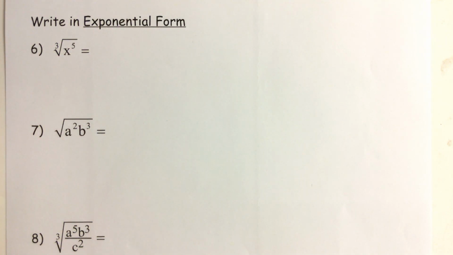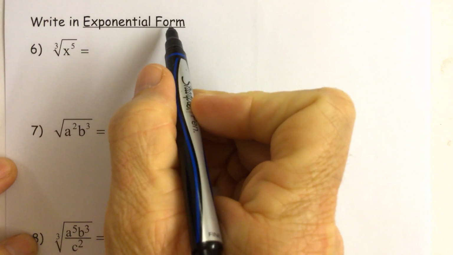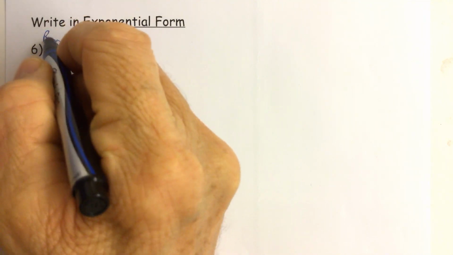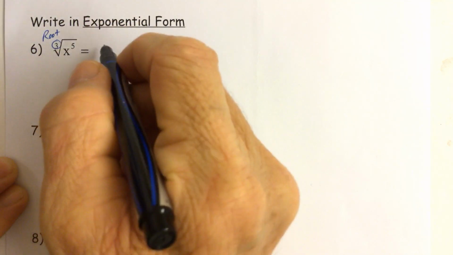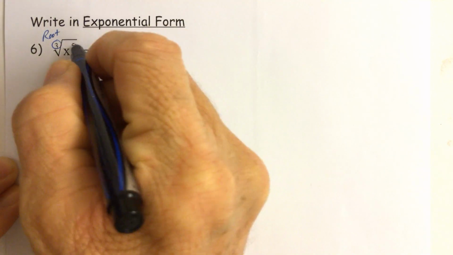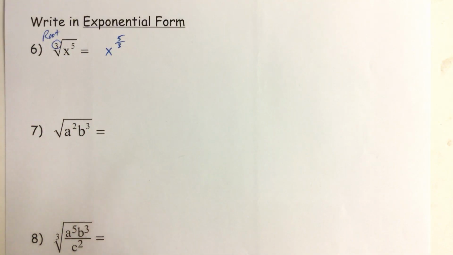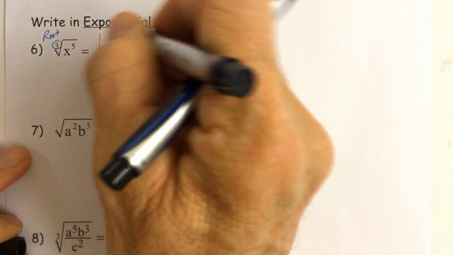Hopefully the third and final video, we're going to do the rest of the examples in exponent form, or exponential form. You can see it either way. We're going to rewrite. Now we have the root. That's our root, and that goes under the ground. So we just rewrite this as x to the power of 5 over the root, which is 3. And that's it. So x to the 5/3. There's not much to that.